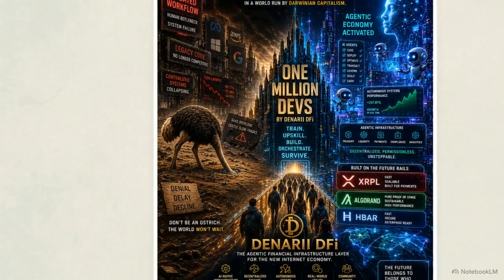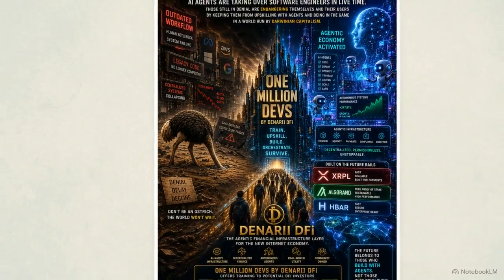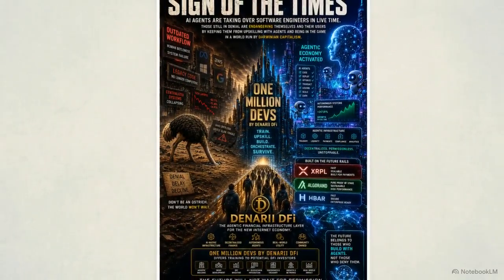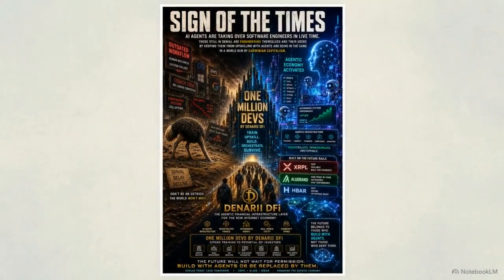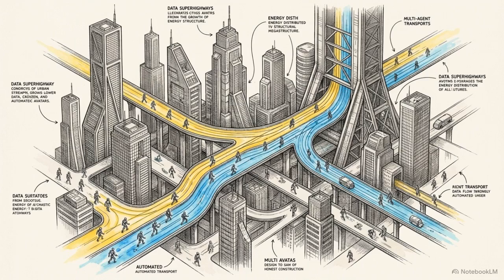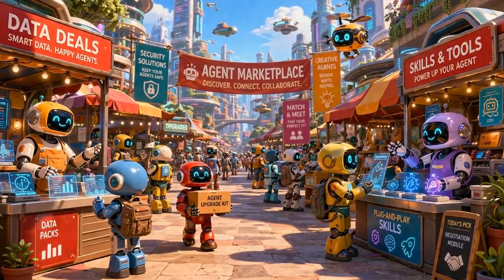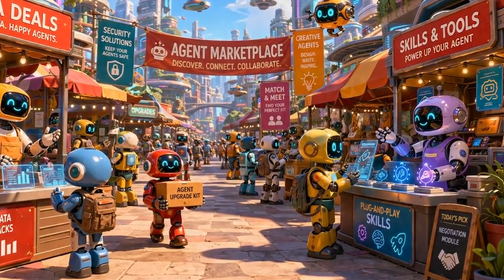Businesses relying on old operational models are sticking their heads in the sand regarding system failure. This shift is a literal sign of the times, indicating a landscape run by Darwinian capitalism where only optimized systems survive. We are looking at a near-future state defined by a bustling multi-agent environment. In this ecosystem, specialized digital skills are plug-and-play, allowing robotic workers to collaborate across borders.